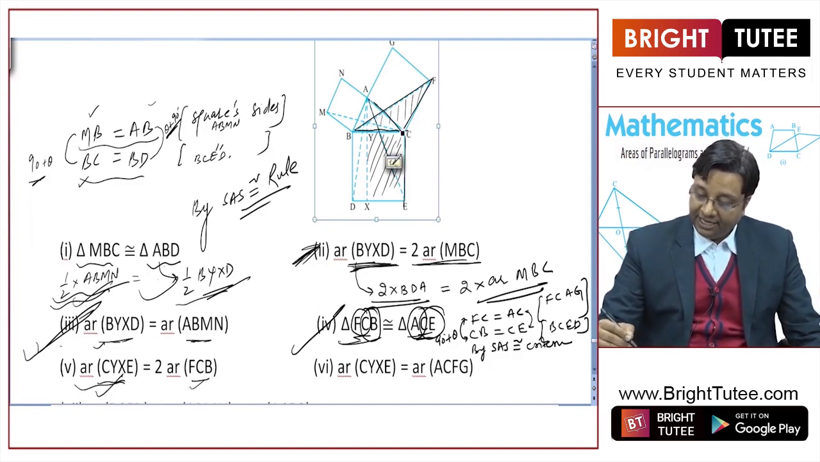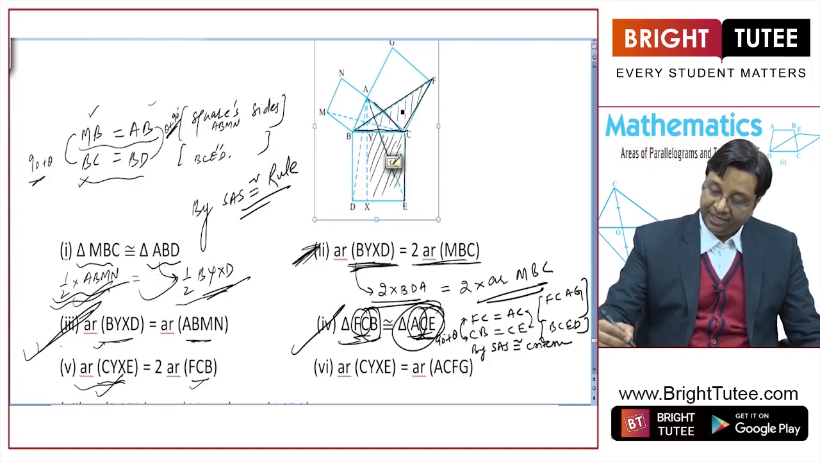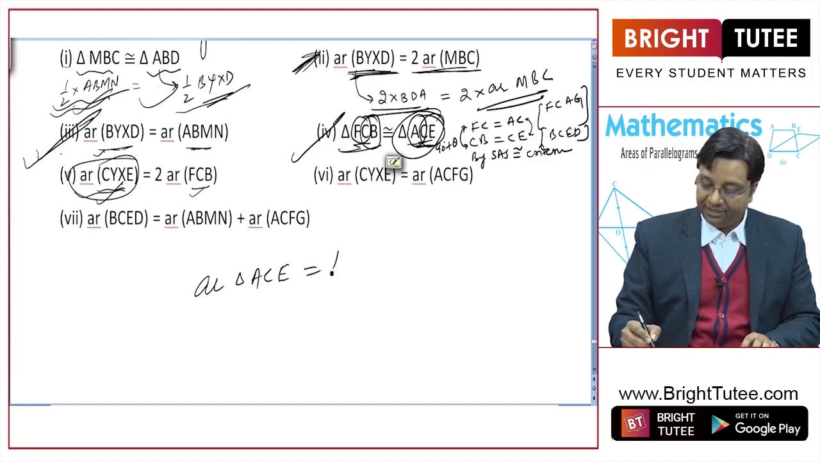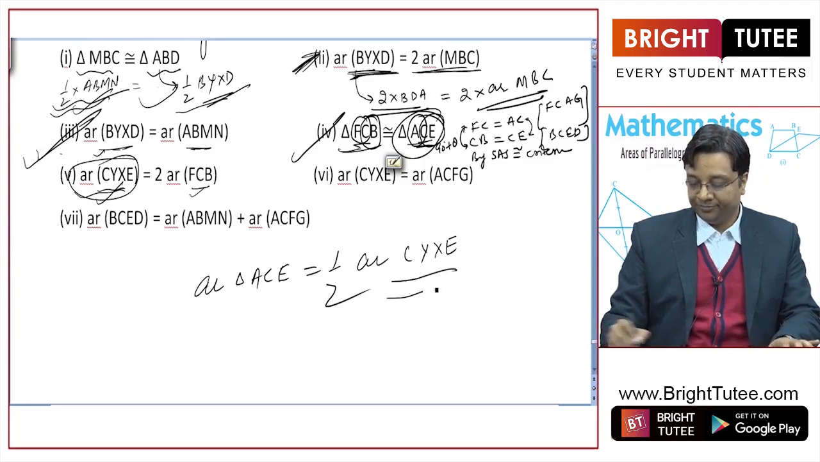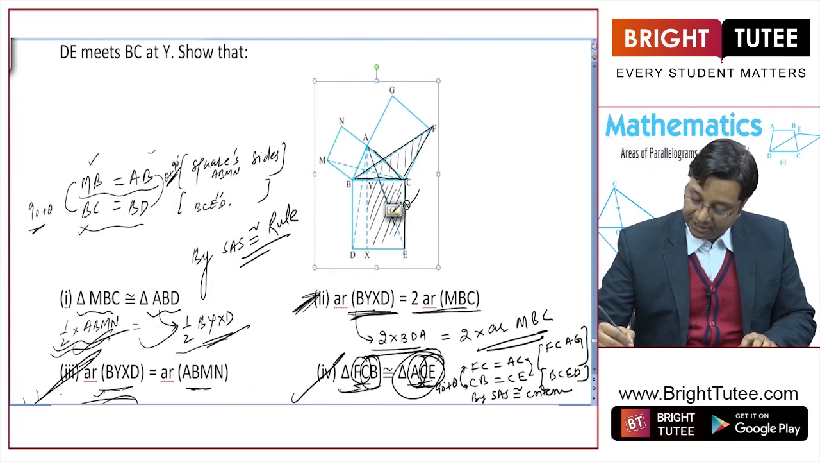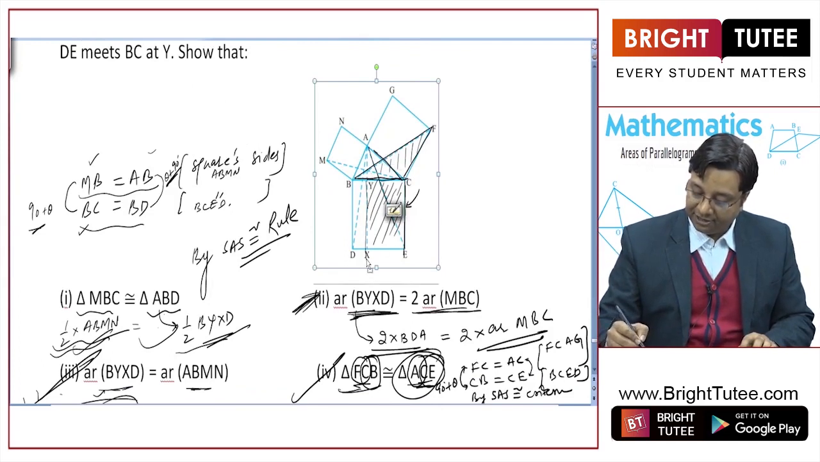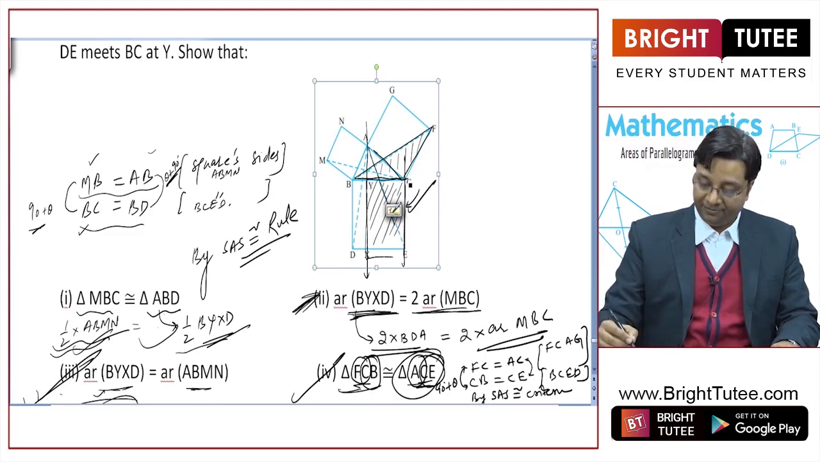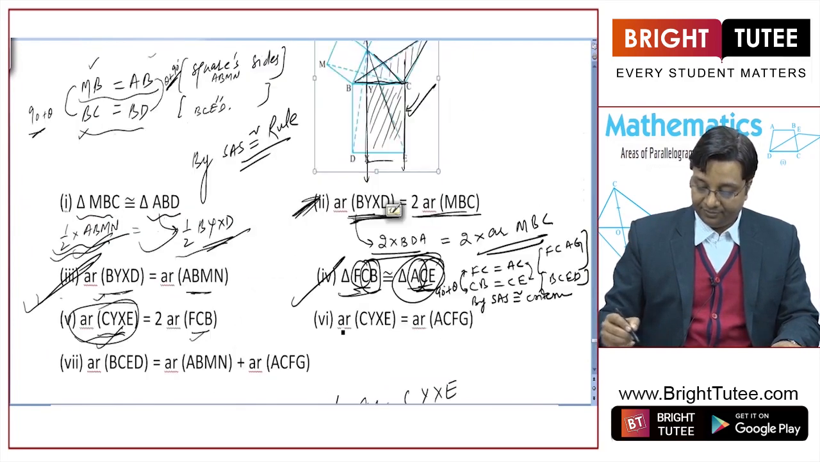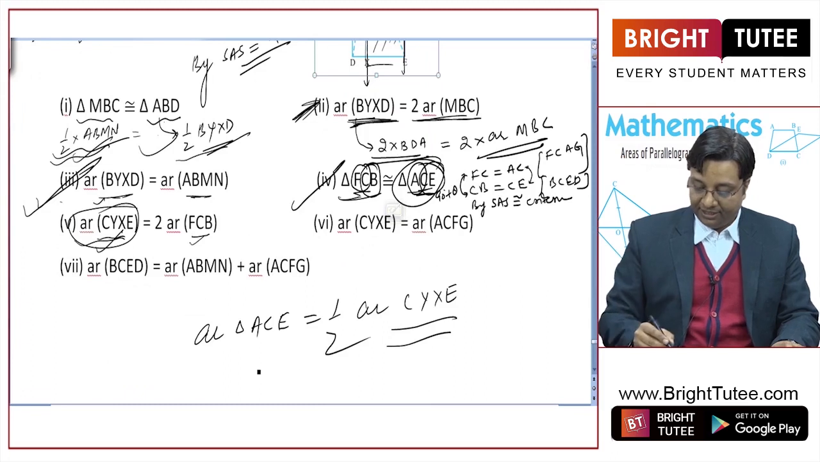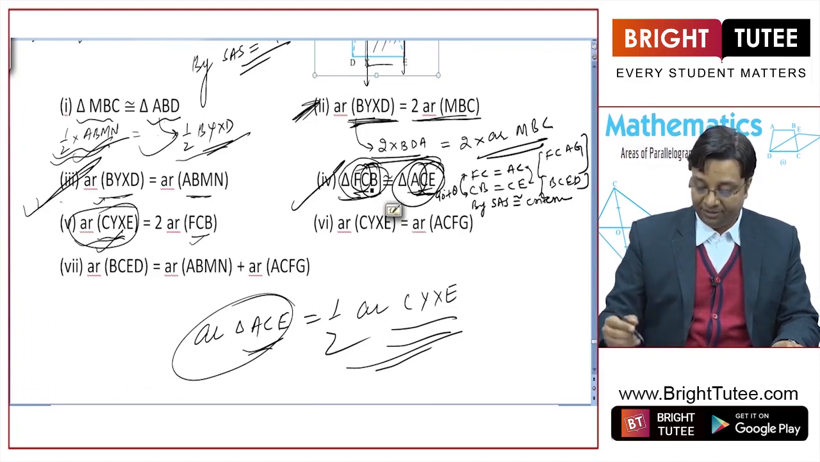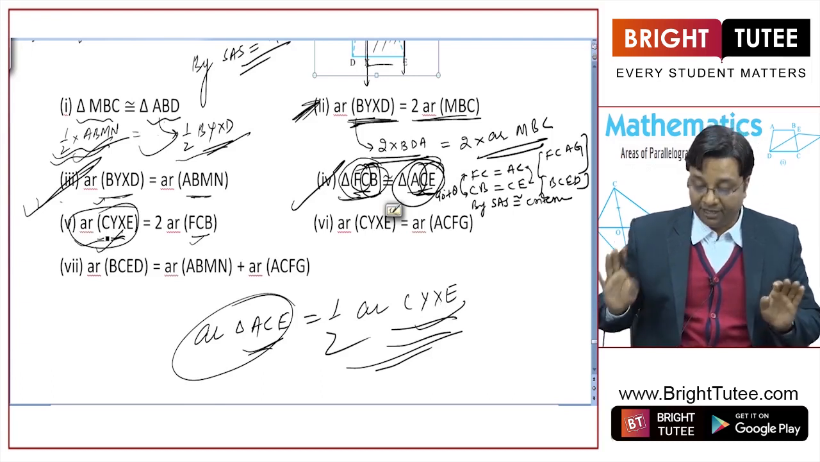That means the area of triangle ACE is half of area CYXE. Let me write it here. Area of triangle ACE is half of area of CYXE. Why? Because triangle ACE lies on this base CE and this rectangle CEXY lies on this base CE, and these two lie between the same parallel lines, this line and this line. Hence the area of this triangle ACE will be half of the area of this parallelogram or rectangle CEXY. Now ACE I have already proved is congruent to FCB, so the area of FCB will also be half of CYXE. Okay, I hope I have explained it enough.